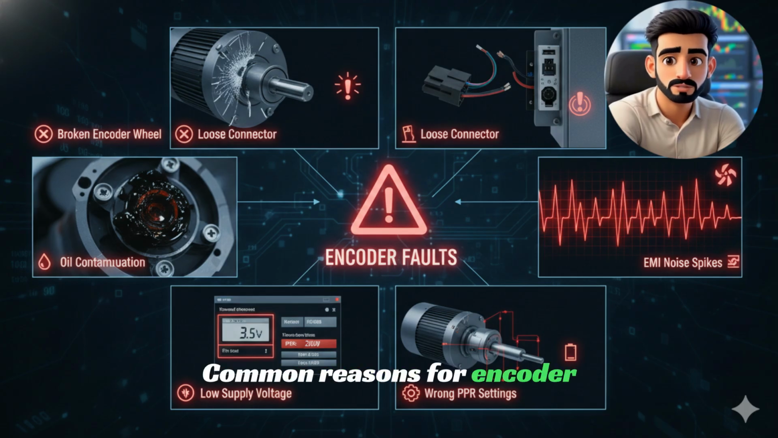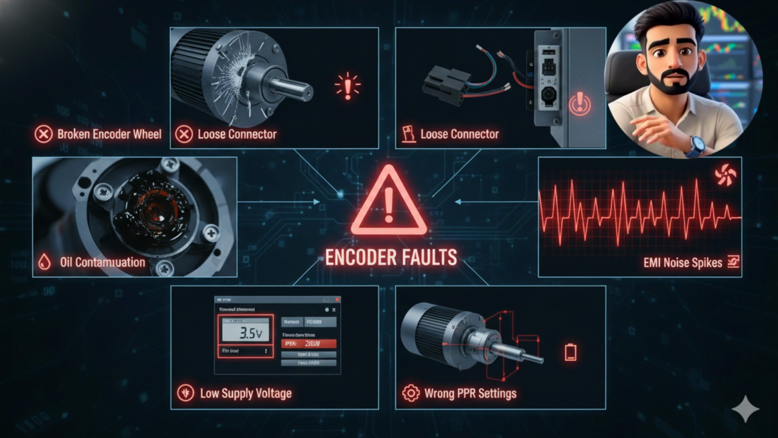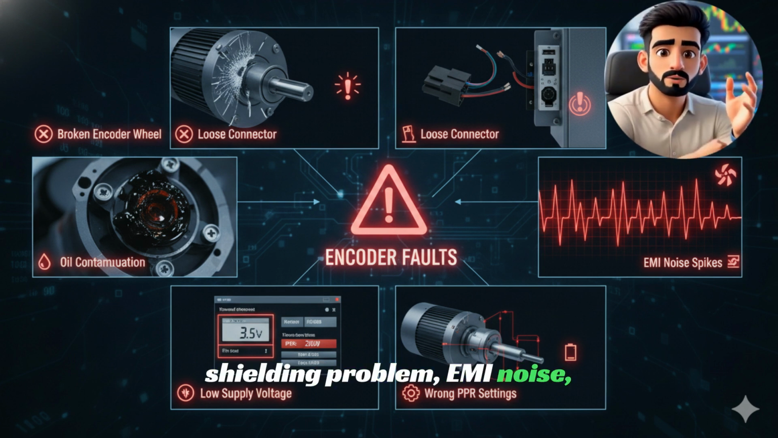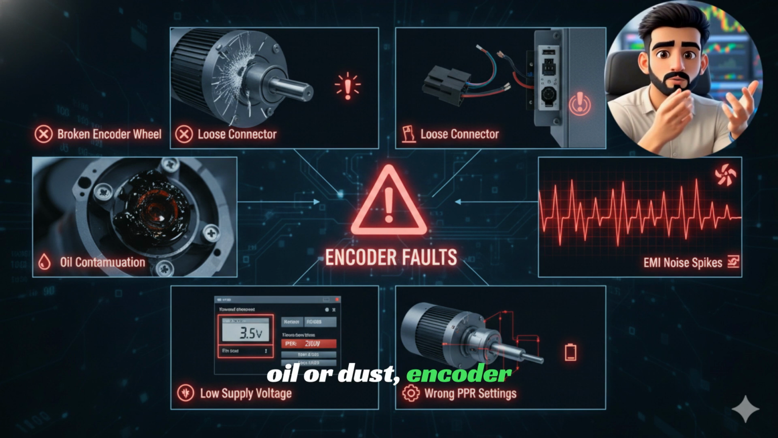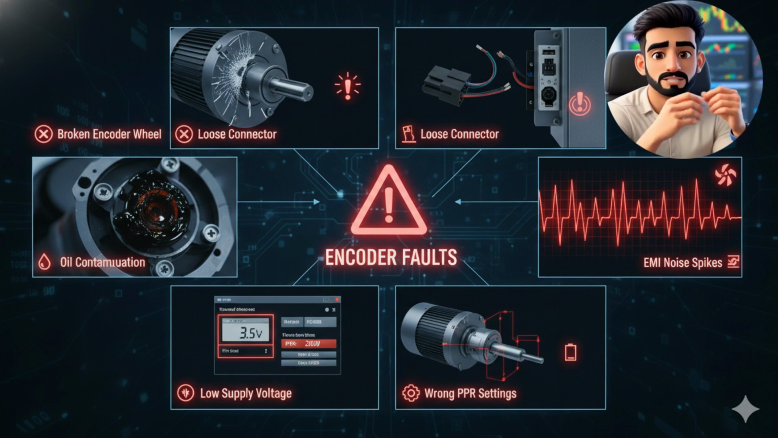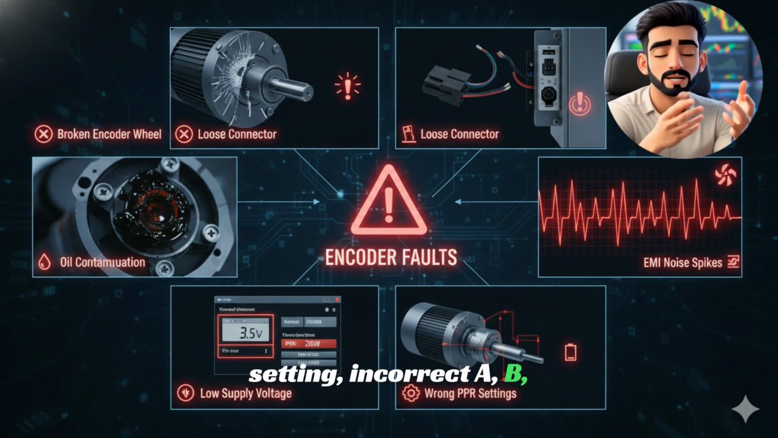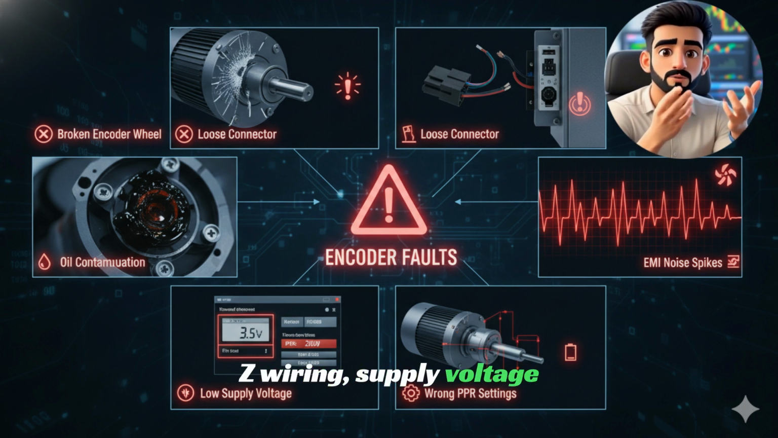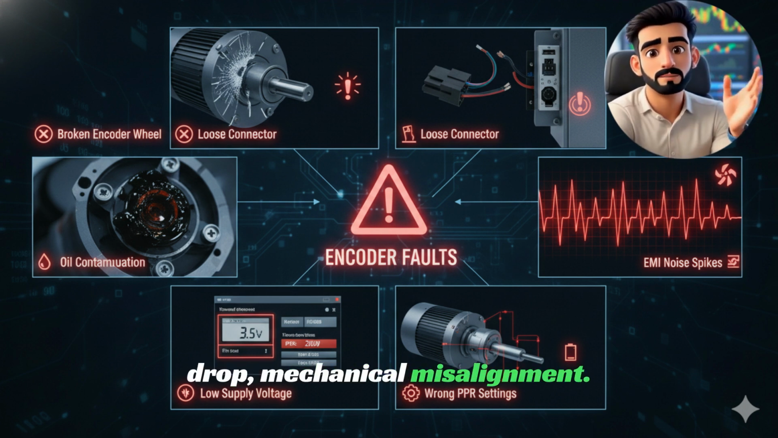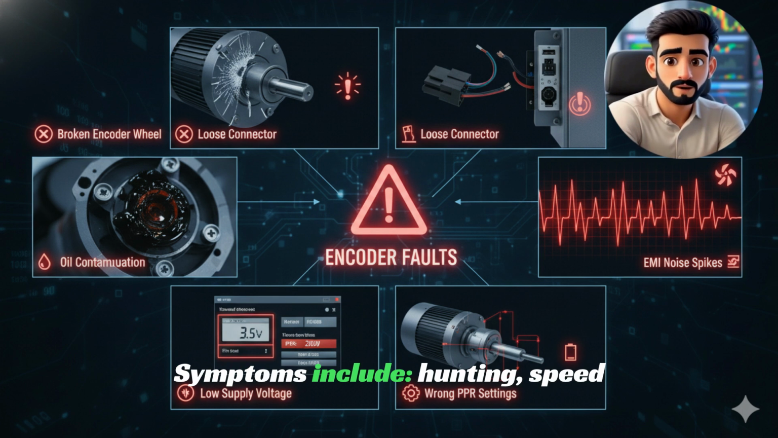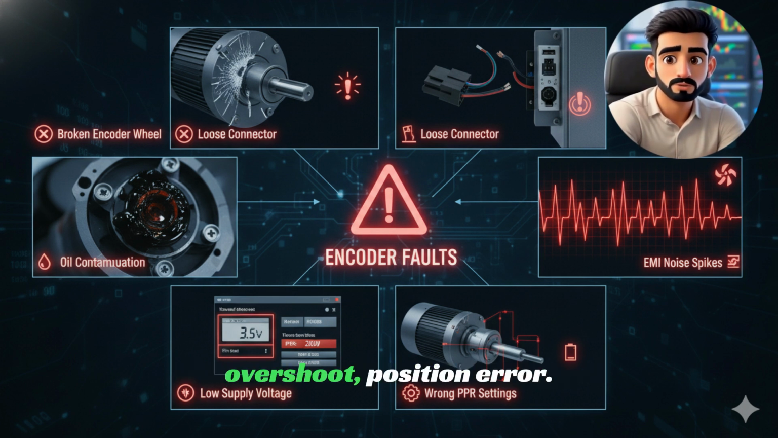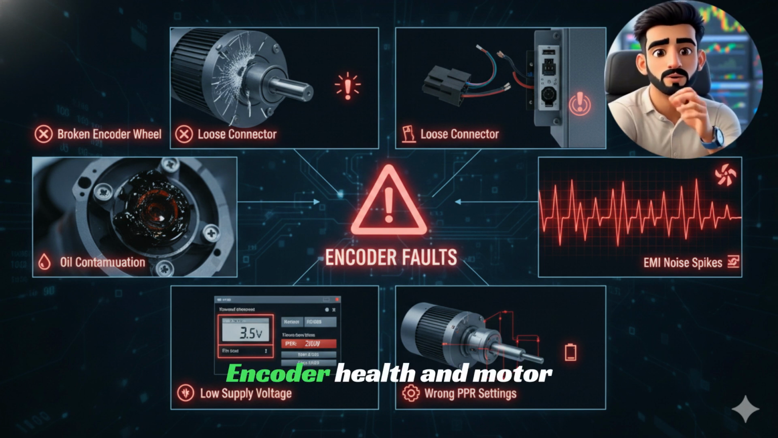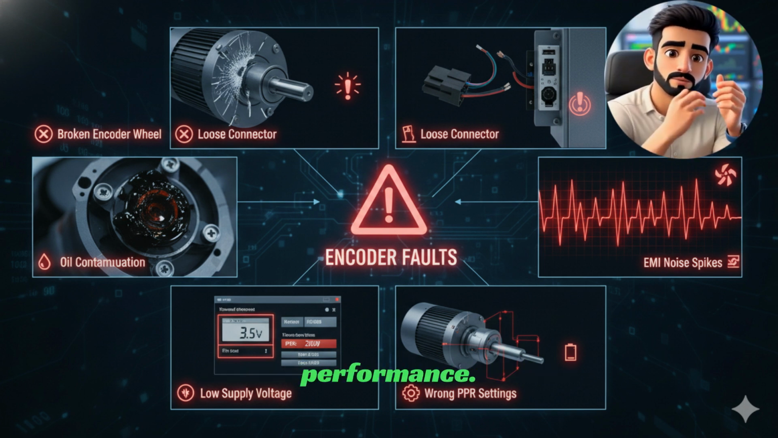Common reasons for encoder system failure: loose cable, shielding problem, EMI noise, oil or dust, encoder wheel damage, wrong PPR setting, incorrect A, B, Z wiring, supply voltage drop, mechanical misalignment. Symptoms include hunting, speed fluctuation, vibration, false trips, overshoot, position error. Encoder health and motor control quality determine the performance.